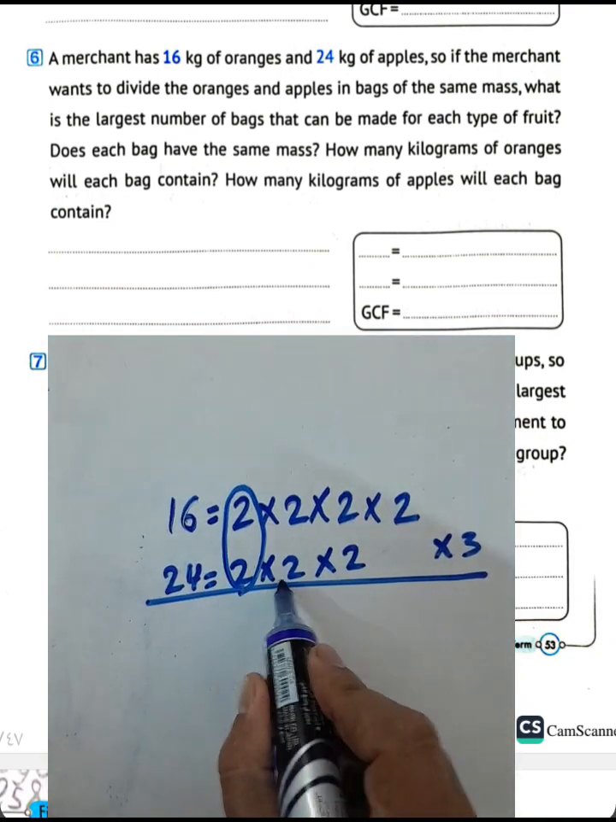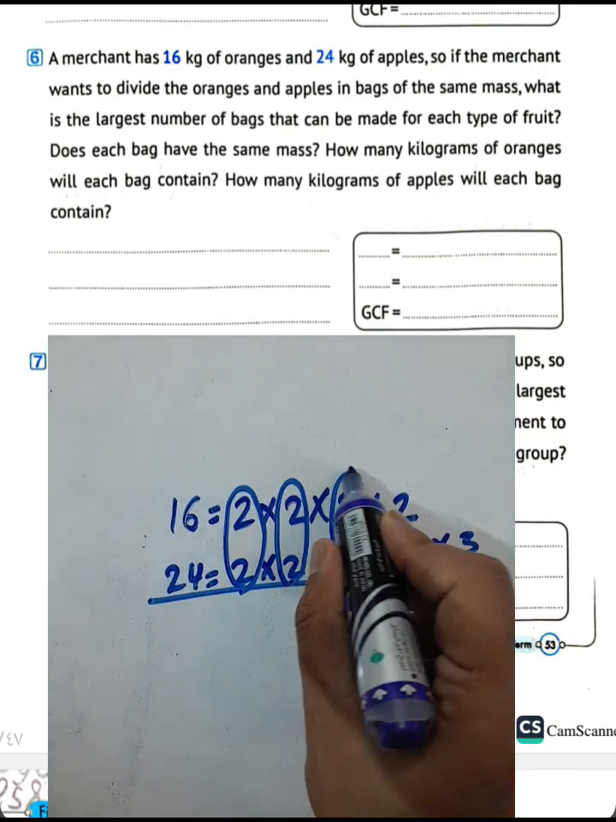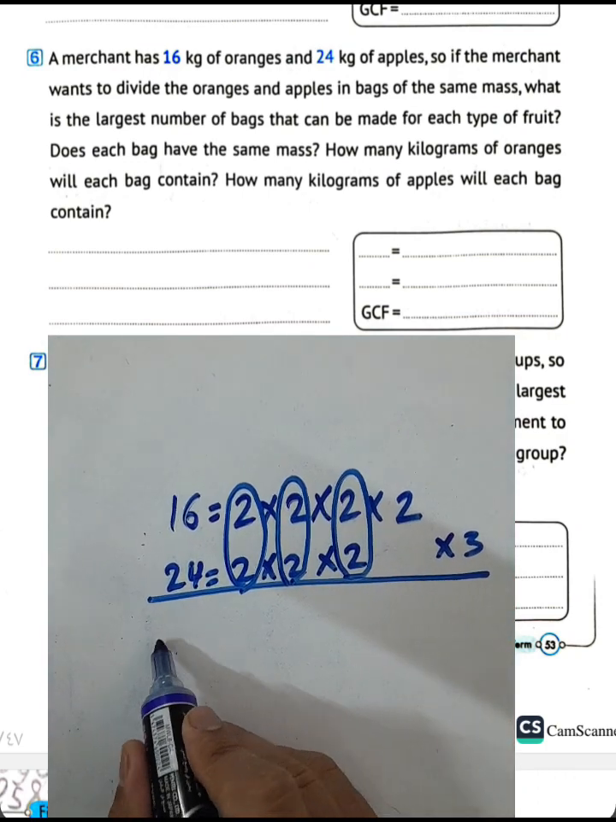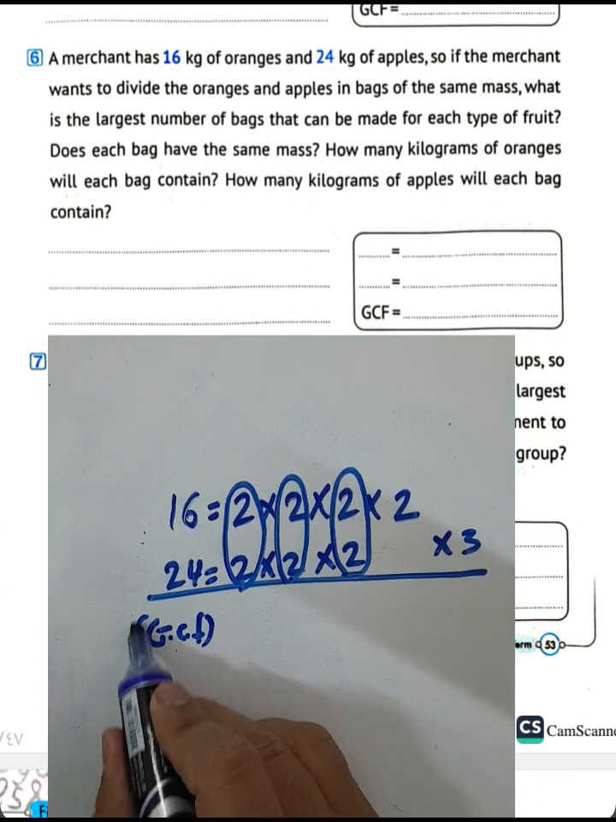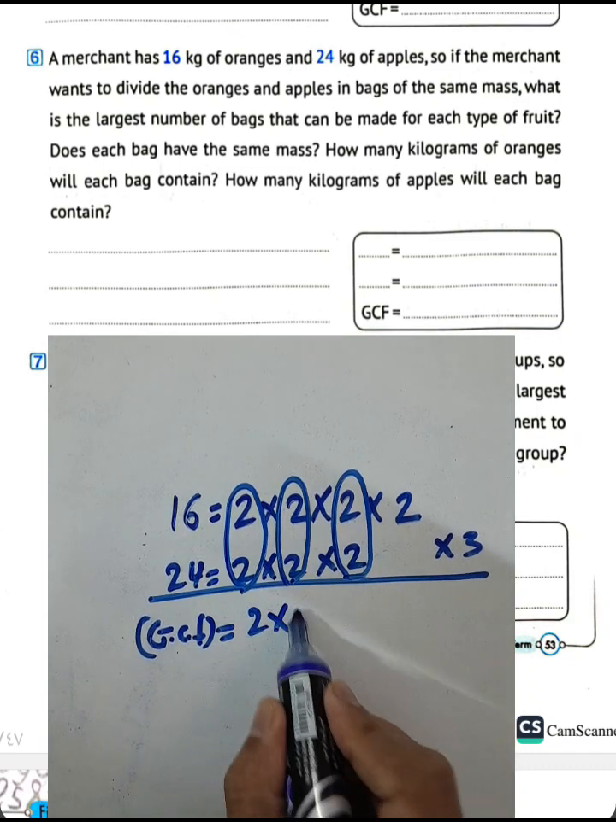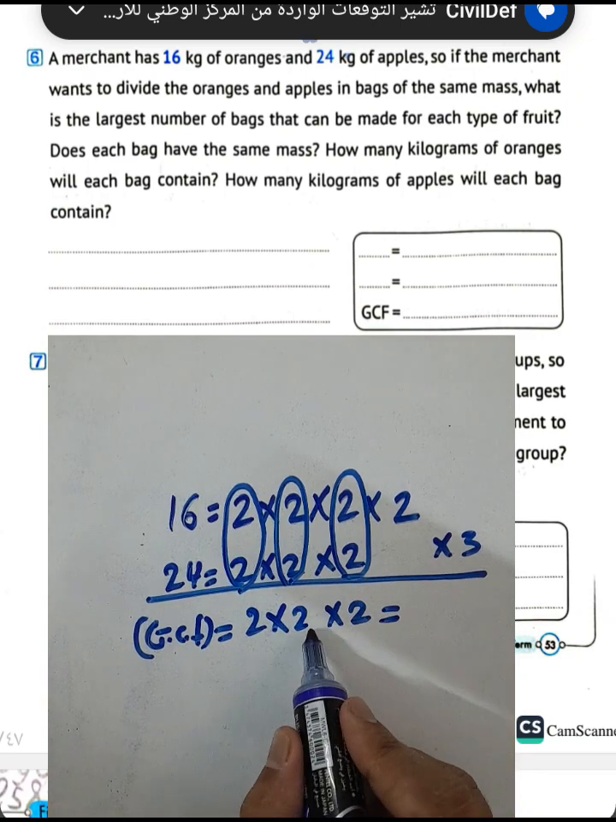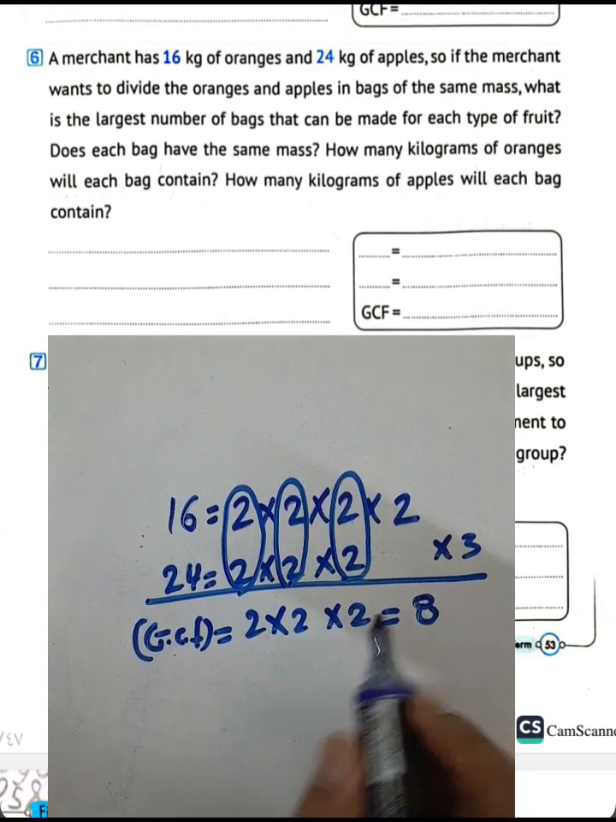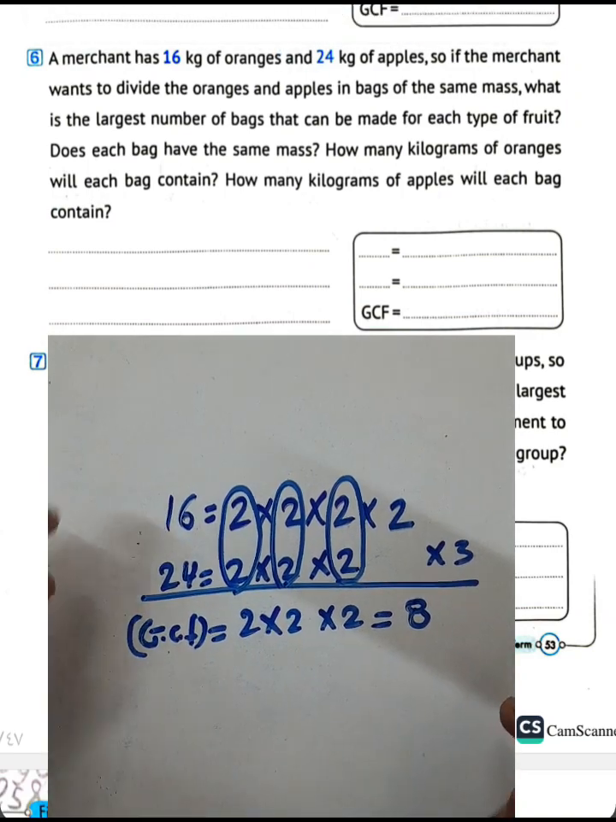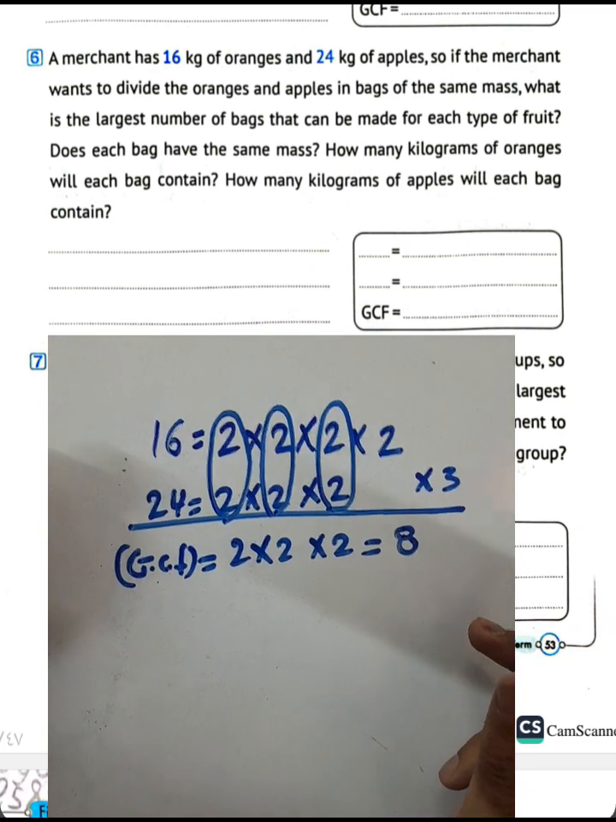Then draw the circles here and then write your common factor. It will be 2 times 2 times 2. 2 times 2 equals 4, 4 times 2 equals 8. It's the greatest common factor between the two numbers, 16 and 24. Understood?